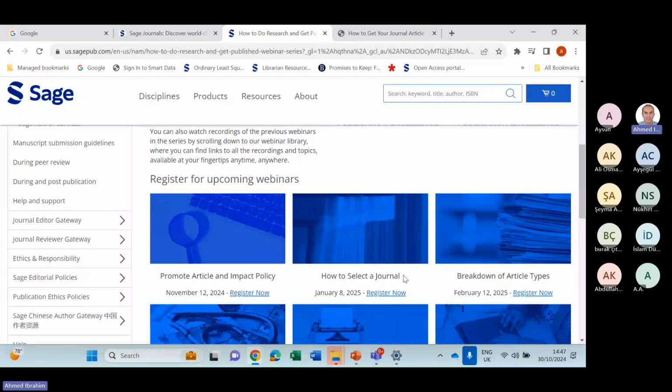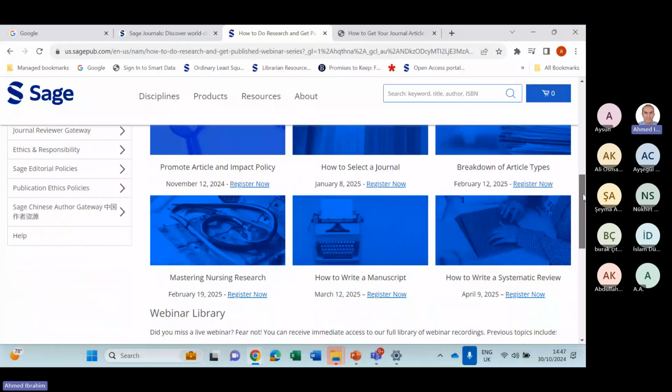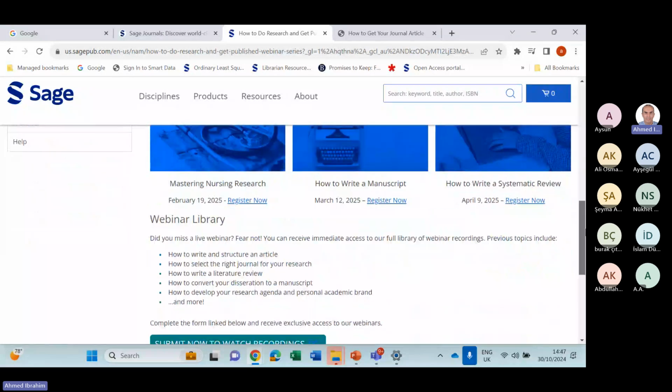In January, how to select a journal. You can register for free. Breakdown of article types. You can just register here. Mastering Nursing Research in February. How to write a manuscript in March. How to write a systematic review in April. So you can just select these webinars and register in.